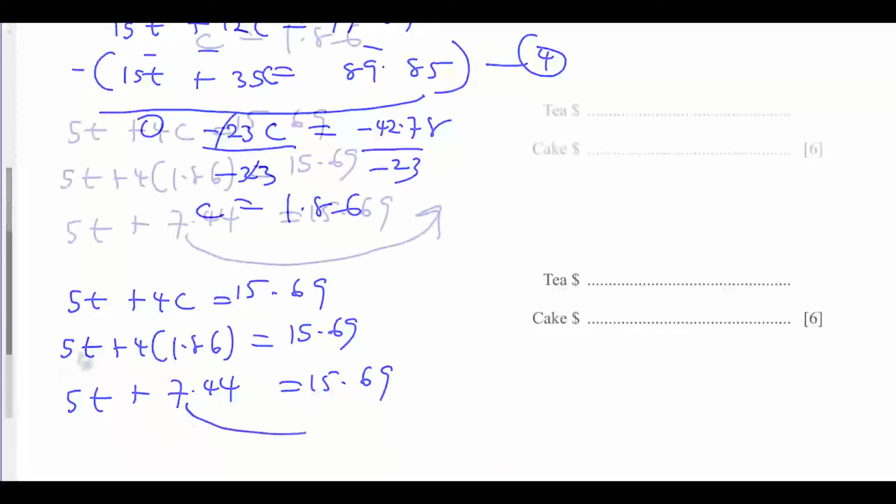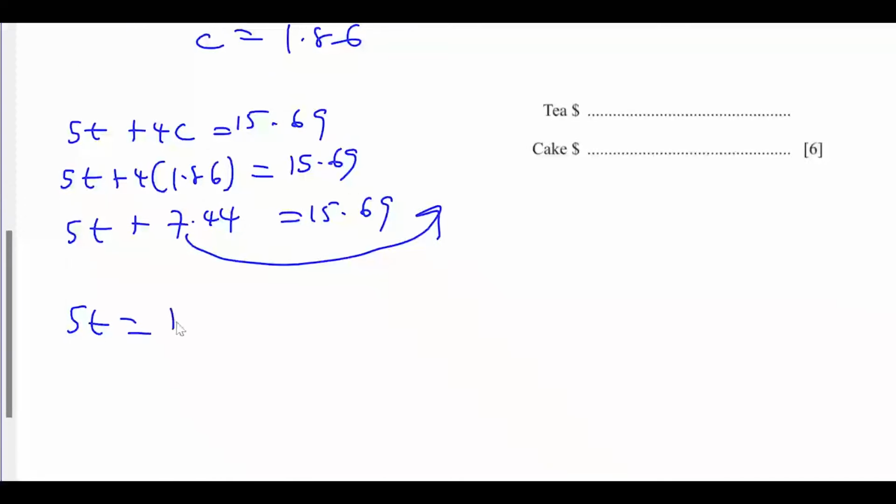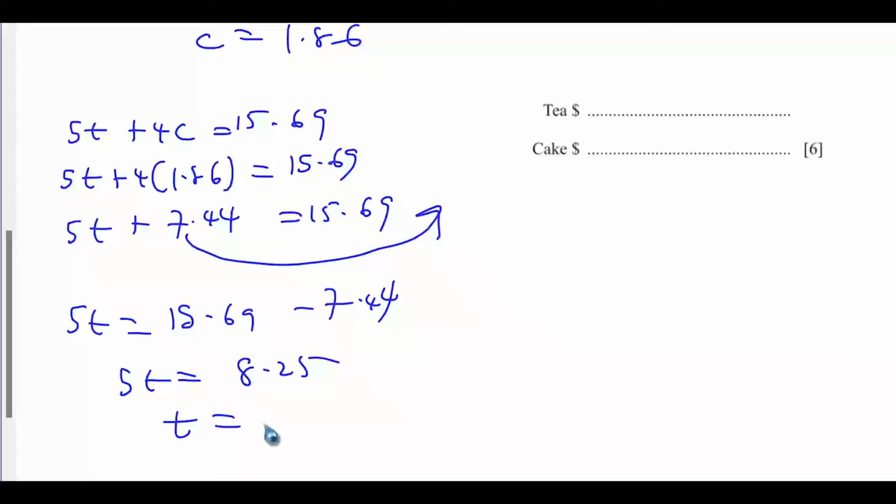You need to collect like terms. So you have 5T to be equals to 15.69 minus 7.44. So you have 5T to be equals to 8.25. Finally, divide both sides by 5. So you have T equals to 8.25 divided by 5, and the value of T equals to 1.65. So you have 1.65 and 1.86 respectively.